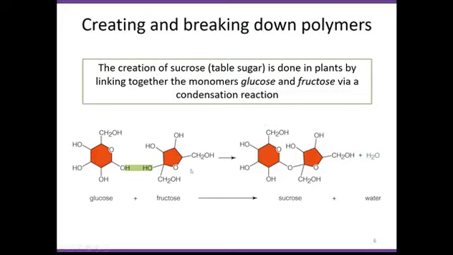So as soon as we change the structure of these, as soon as we link them together, we also change how they behave. So glucose by itself is kind of sweet tasting. Fructose is very sweet tasting. Sucrose is table sugar. It's what you add to your drinks and to your coffee and things like that.